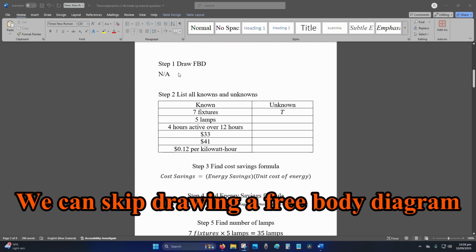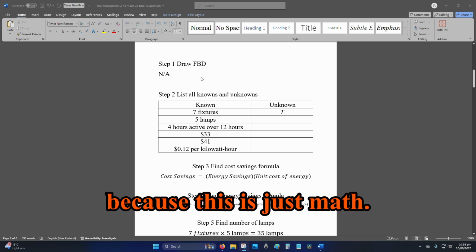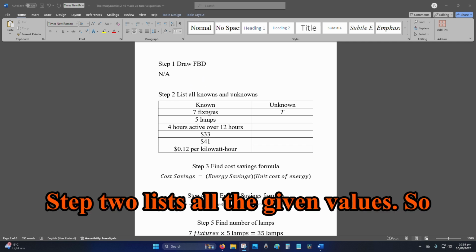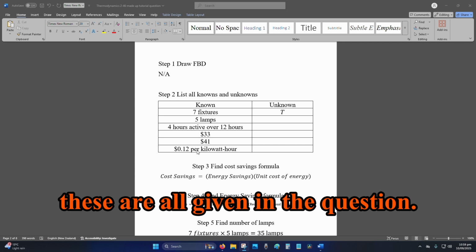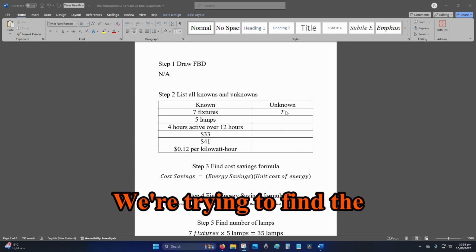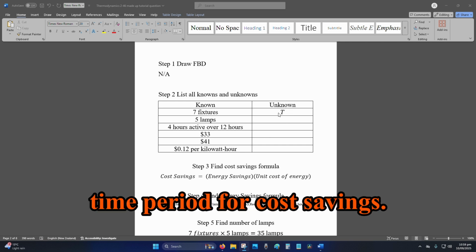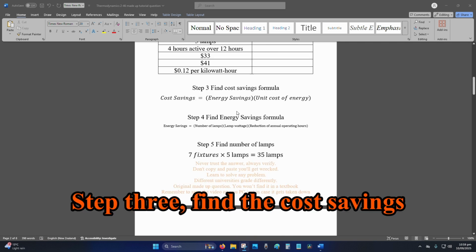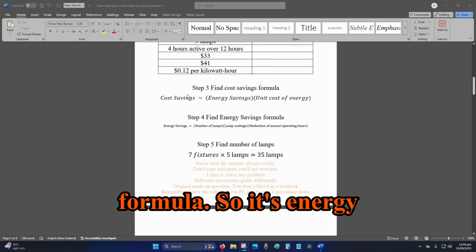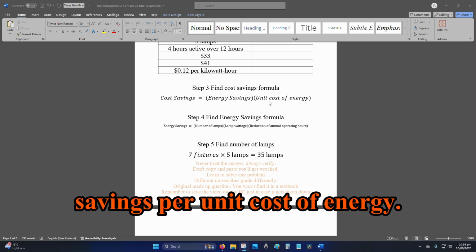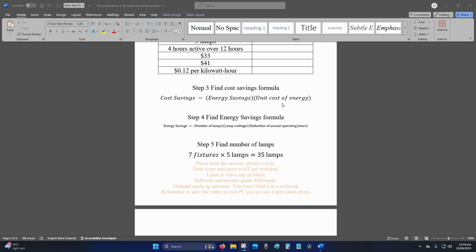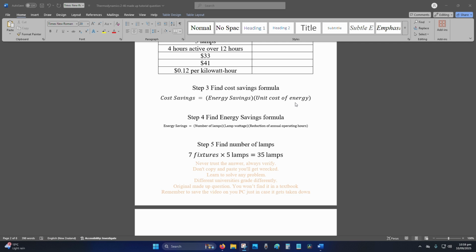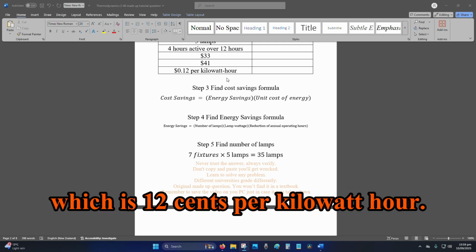We can skip drawing a free body diagram because this is just math. Step 2 lists all the given values. So these are all given in the question. We're trying to find the time period for cost savings. Step 3, find the cost savings formula. So it's energy savings per unit cost of energy. So they give us the unit cost of energy, which is 12 cents per kilowatt hour.